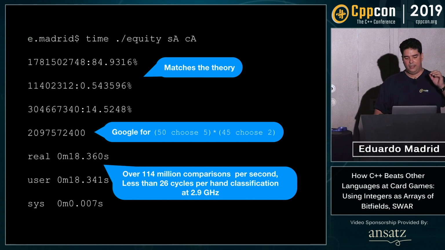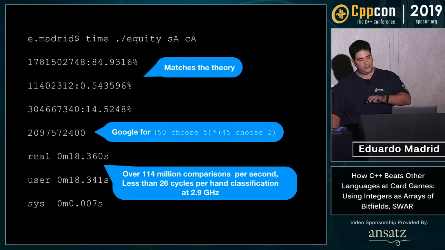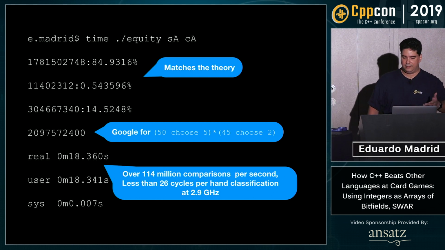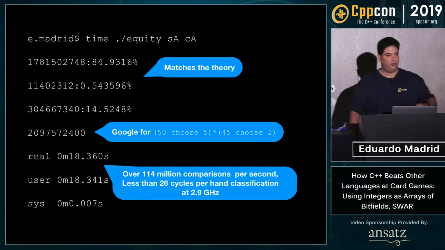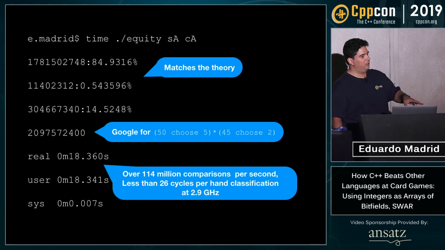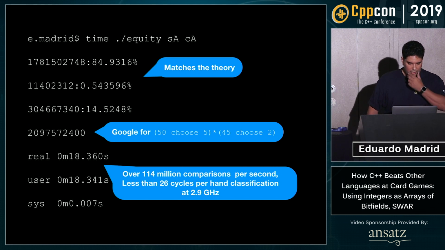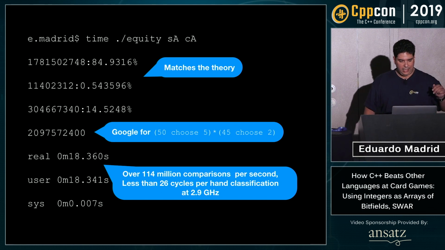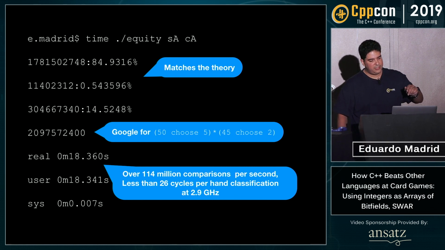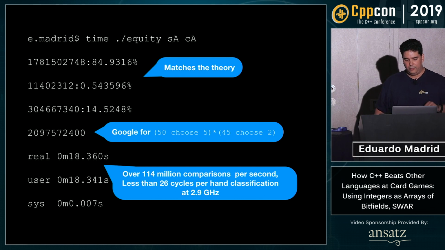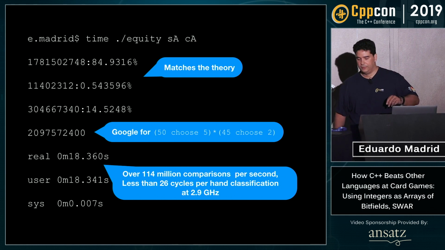But if you Google for the ways to get elements of subsets of 5 elements from a domain of 50, and the ways to get 2 more elements from 45, that's the example that we have of the communities and the player hold cards, that is going to give you something that is over 2 billion. And it took, in this very computer, 18 seconds and change. And I ran the numbers, that's over 114 million classifications per second.